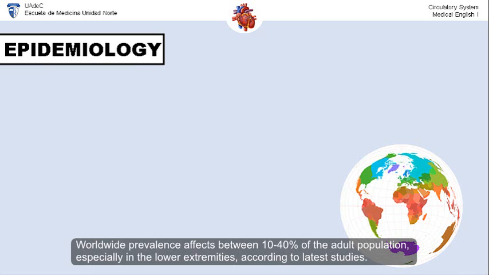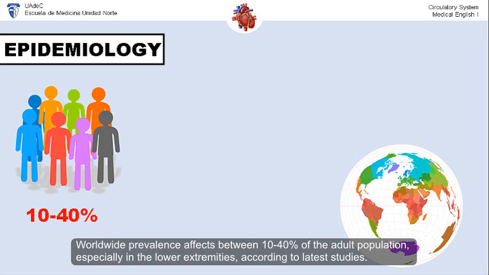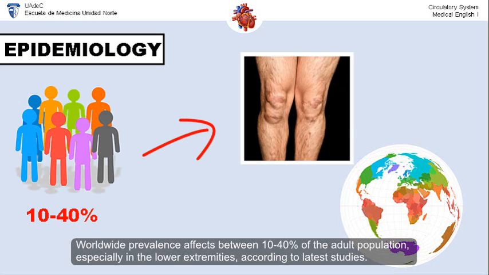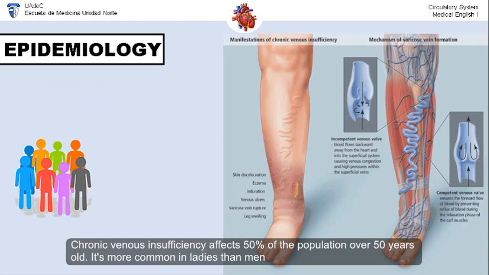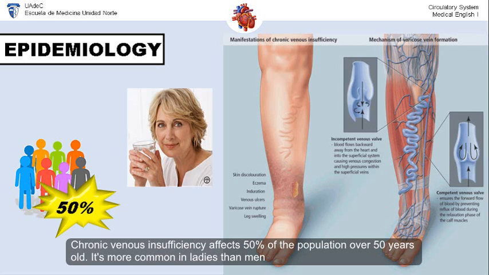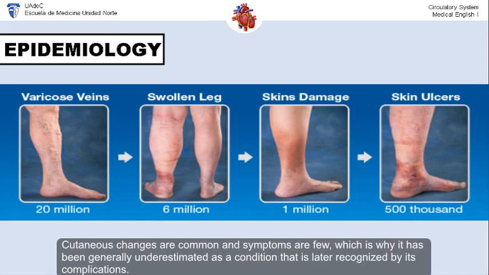Worldwide, prevalence affects between 10 and 40% of the adult population, especially in the lower extremities, according to the latest studies. Chronic venous insufficiency affects 50% of the population that is over 15 years old. It's more common in ladies than in men. Cutaneous changes are common and symptoms are few, which is why it has been generally underestimated as a condition that is later recognized by its complication.